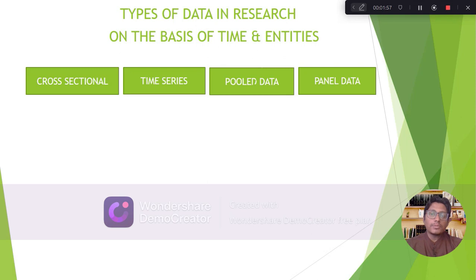Now there are some categories of data. We can say the data can be categorized into three forms. The first one is on the basis of time and entities. What do you mean by time? It means some data types depend upon the factor of time, and some data types depend upon the factor of entities. Entities can be any subject, any individual, or anyone from whom we are collecting the data. There are four types in this regard: cross-sectional data, time series data, pool data, and panel data.